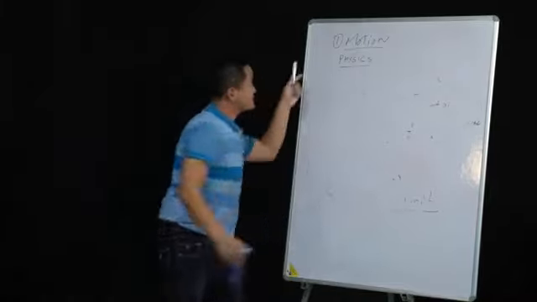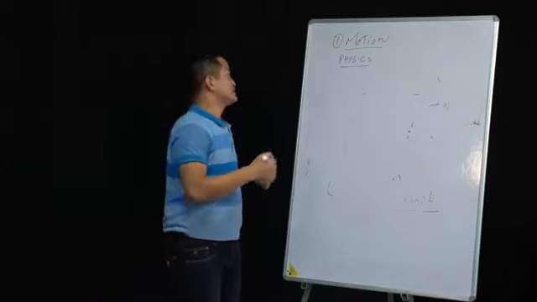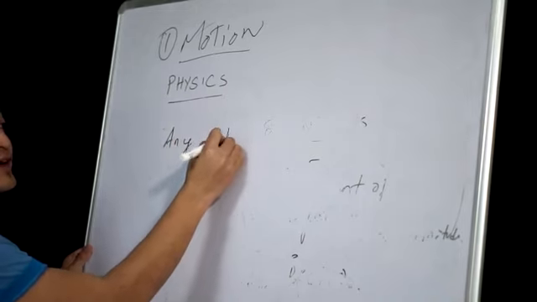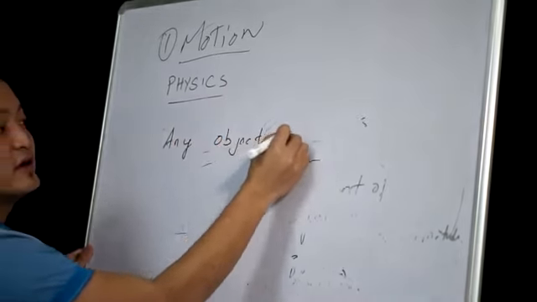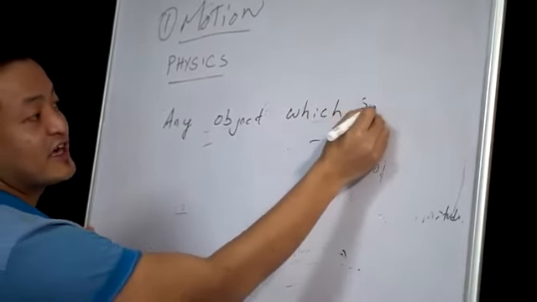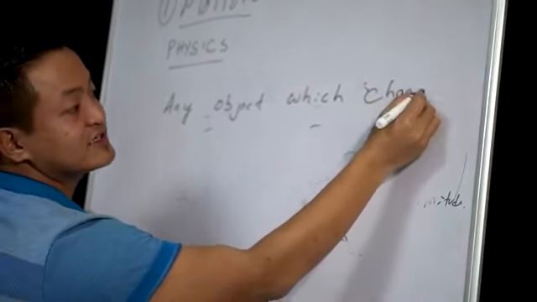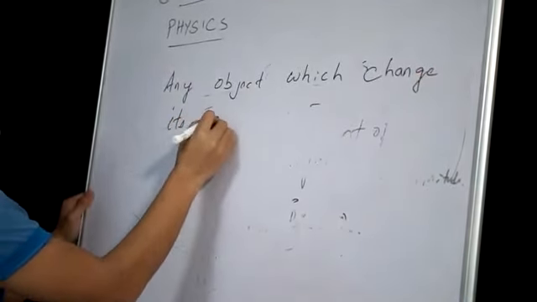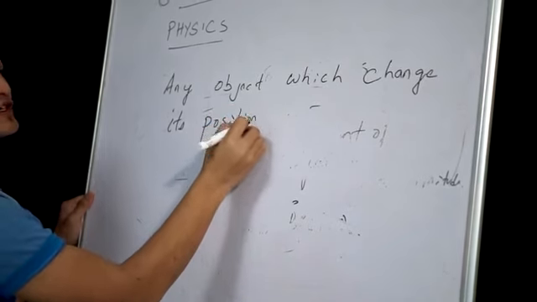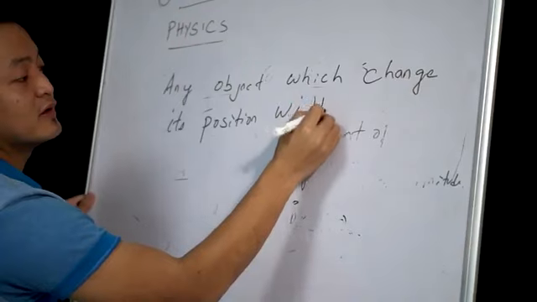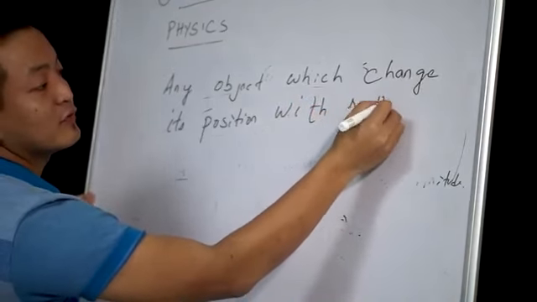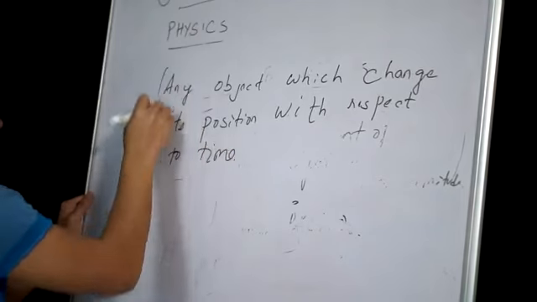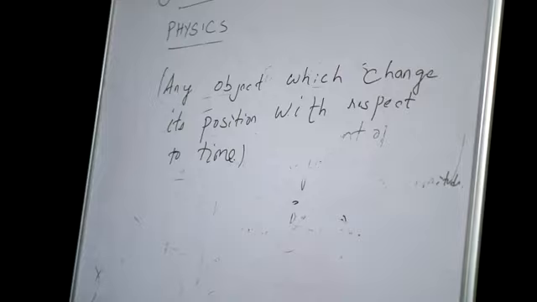So I will write the definition here to make it very clear. Since now we have already started with the main points for this chapter. So motion is any object which changes, C-H-A-N-G-E, its position. Any object which changes its position with respect to time. So this is the definition of motion.